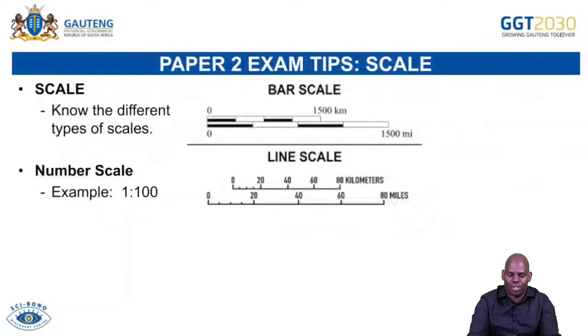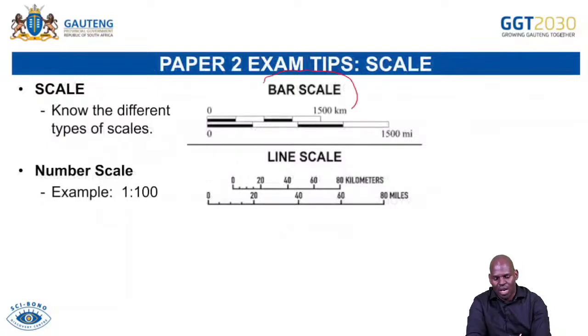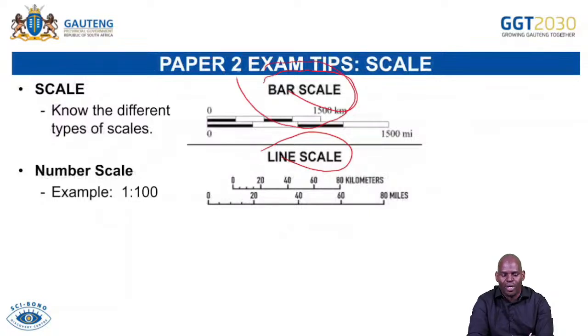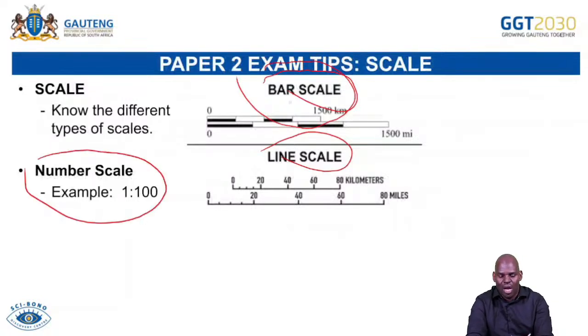Okay, and then of course, boys and girls, the types of scales. You must know that we've got a bar scale. Some learners will say it's a line scale, but the most common name is a bar scale. So with regard to scales, we've got a number scale, which is written in the form of a ratio, and we've got a bar scale, which is in the form of a bar.